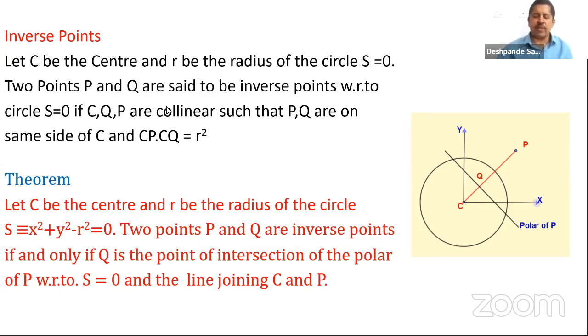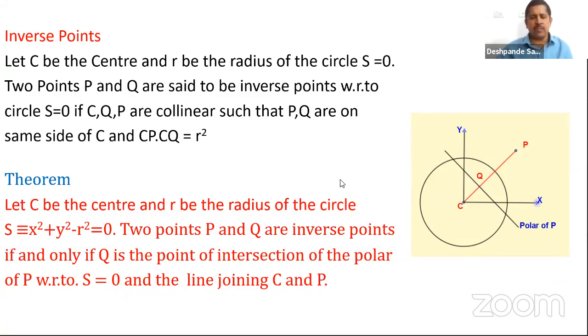But while solving the problem here, instead of satisfying both the conditions and getting the value of Q, we can as well take this simple result. What is it? The point Q is a point of intersection of CP as well as the polar. So easily you can find CP, easily you can find the polar. Solve those 2 equations, you get the point Q. So the point Q is going to be the inverse point of point P.